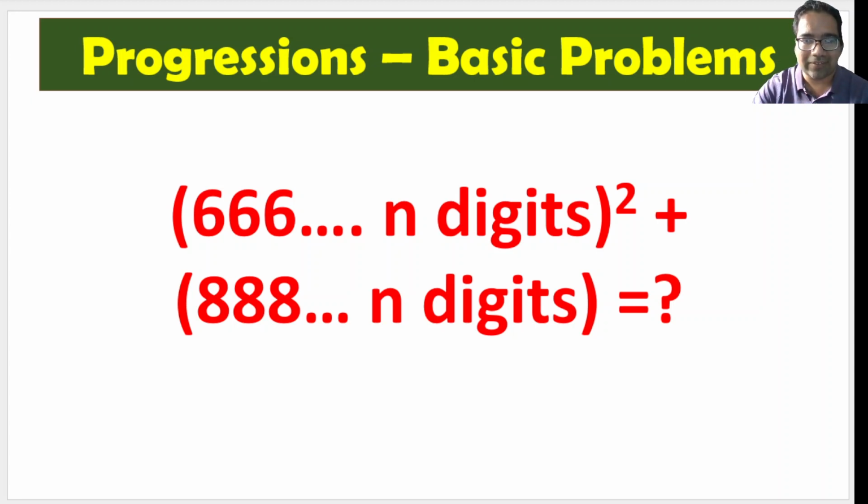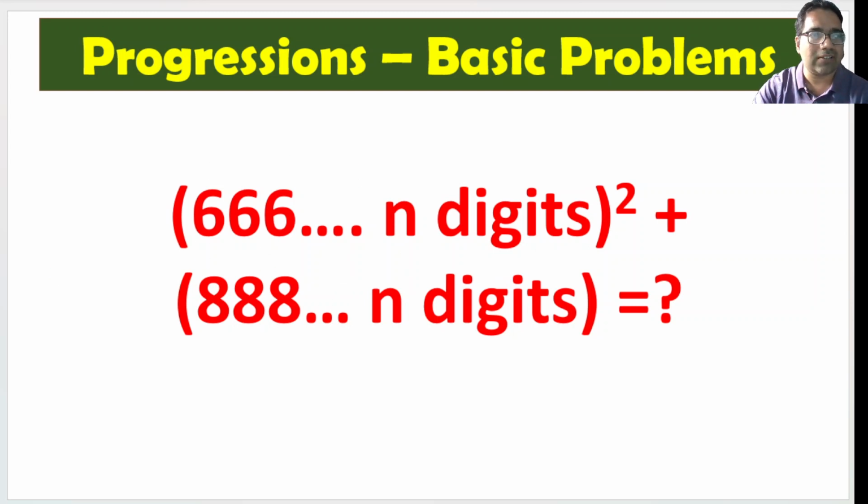Hi friends, here we are given 6666, this number up to n digits. There are n sixes. Similarly, there are n eights. The number of these n sixes whole square plus these n eights. What is the sum of these two numbers?